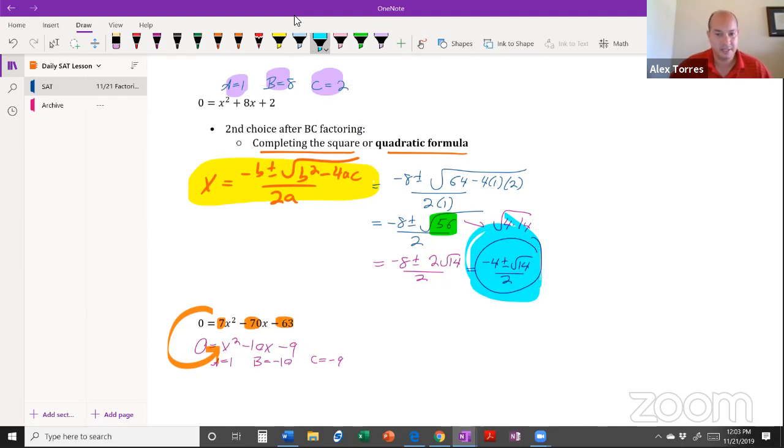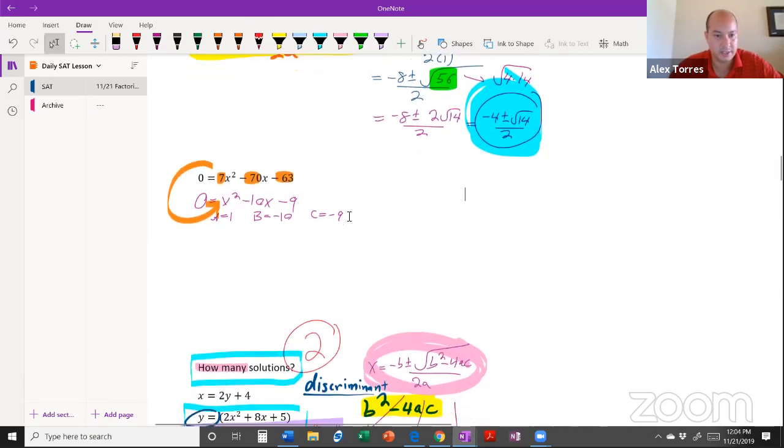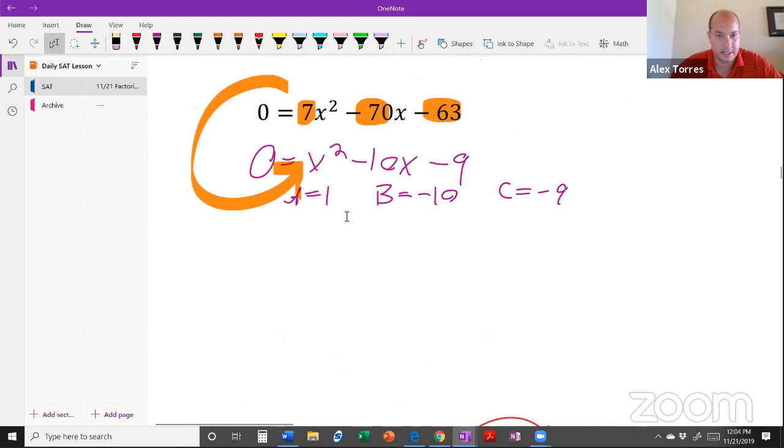It says that x is what you get when you do -4 plus the square root of 14 over 2, or -4 minus the square root of 14 over 2. Clearly, that would be a decimal right there. So this next one is another one that, we could say, okay, well, it's not factorable. It does have a GCF though. So a greatest common factor, you divide out 7 from each term and it gives you that blue expression. Then a is 1, b is -10, c is -9, and you can use the quadratic formula.